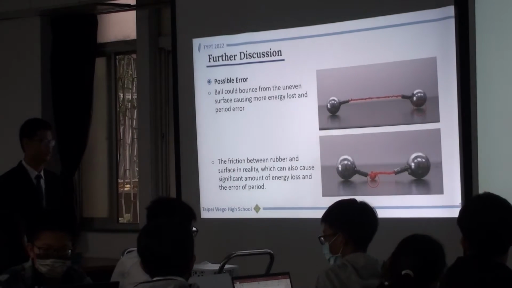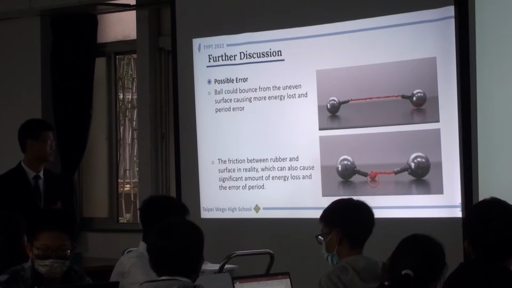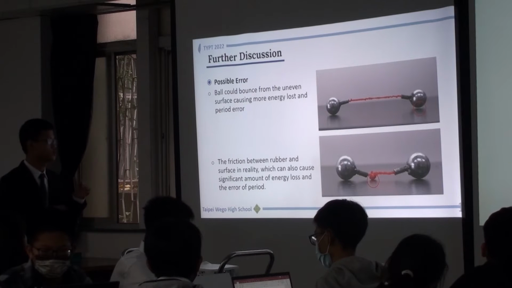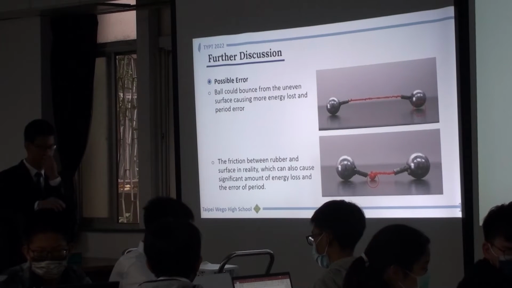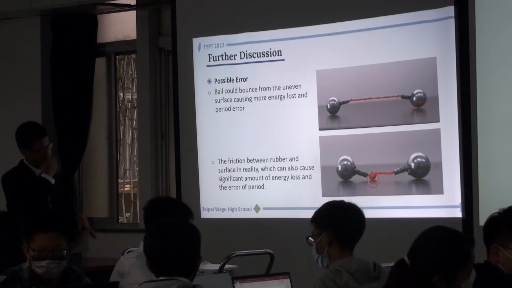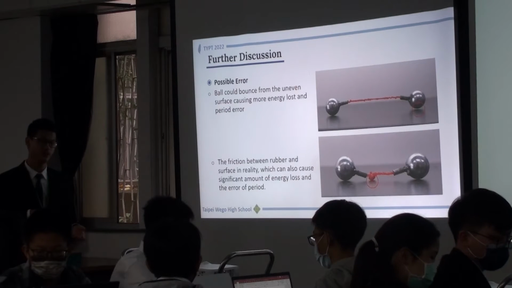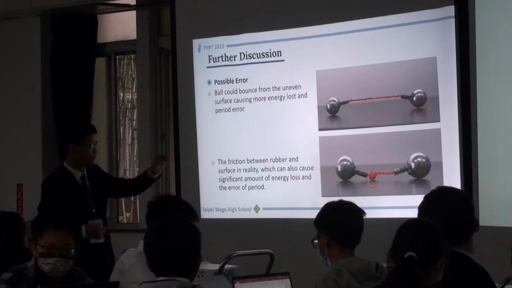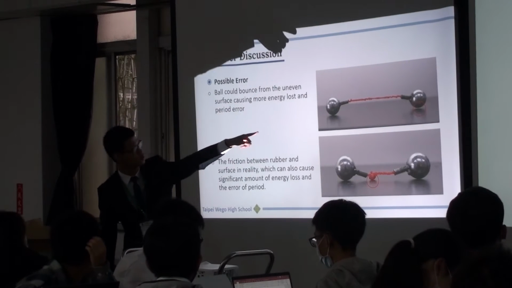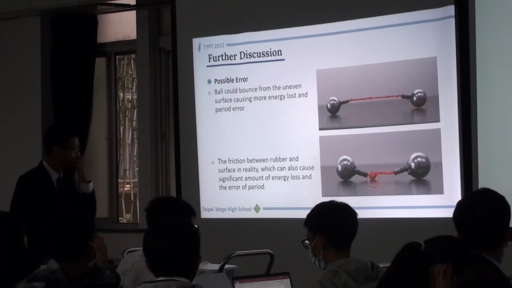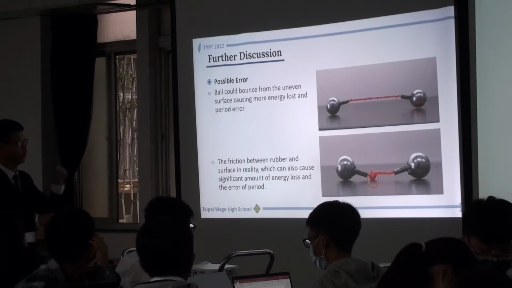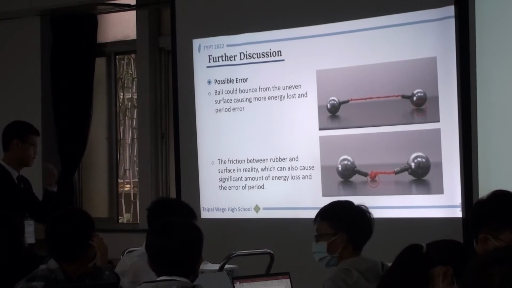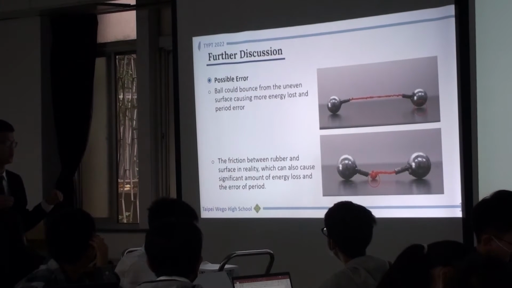And for the further discussion about the error that I previously mentioned, we think it could be coming from a few parts. The first is the unevenness of the surface. Since the surface cannot be perfectly even and the ball cannot be perfectly smooth, there could actually be bouncing, just like this below. The ball bounces up and there's a collision between the ball and the table, which takes away more energy. And the other one is the buckling that happens between the rubber band.